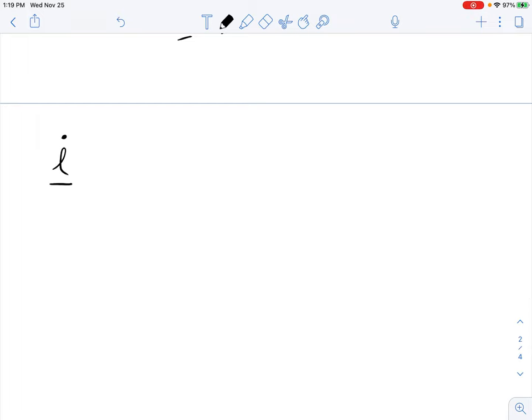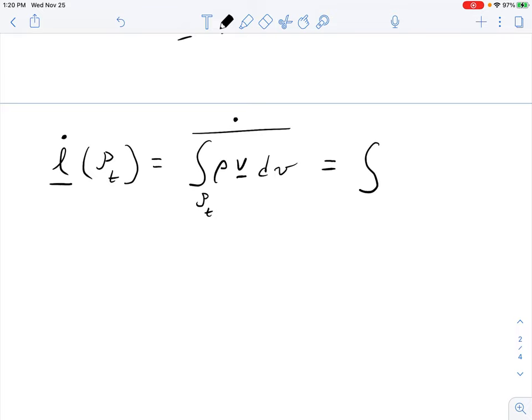And so these are time derivatives following the material. This is the time derivative if P sub T is a region convecting with the body. That is equal to the integral over P of T of rho V dV, whole thing dot. We had the section on the balance of mass and the Reynolds transport theorem, and everything gave us that this is equal to the integral over the same region of now just rho V dot dV.